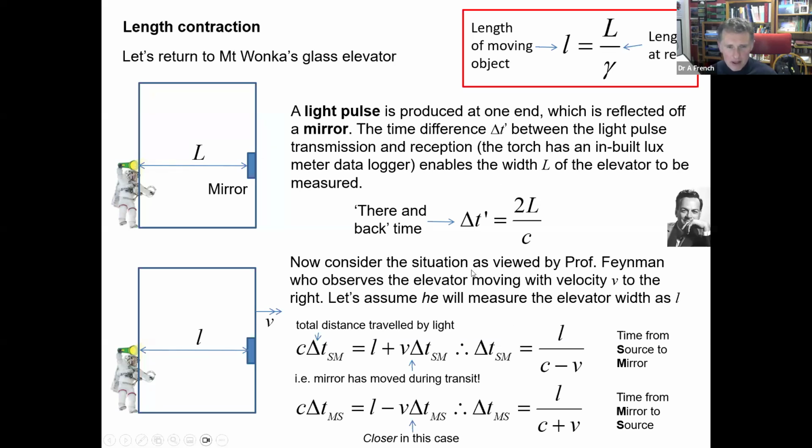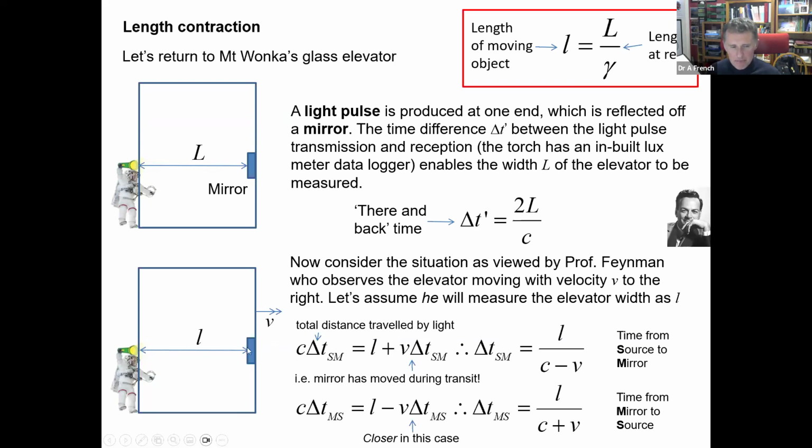Now we're going to have a look at the situation as viewed by Professor Feynman. Now what he sees is the light pulse happening, but the whole thing is moving at speed v. And remember, this elevator is transparent. So how long is it going to take? Well, this is what I recommend. We look at the total distance traveled by the light. So c delta T, source to mirror, is the total distance traveled. What is that going to be?